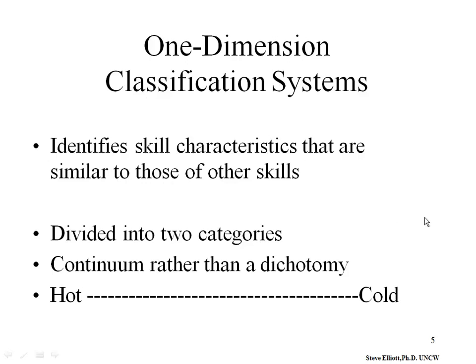So as we look at our one-dimensional classification systems, these allow us to identify characteristics that are similar to those of other skills. The one-dimensional classification systems are best thought of as a continuum with two ends. For example, the book provides us the analogy of hot versus cold, and that we could take a body of water, feel the temperature of that water, and then classify it as either hot or cold, although more than likely it's probably going to be somewhere in between the two.